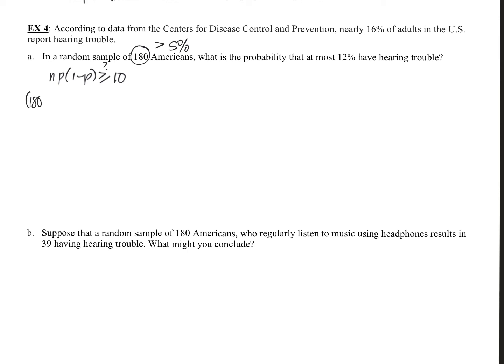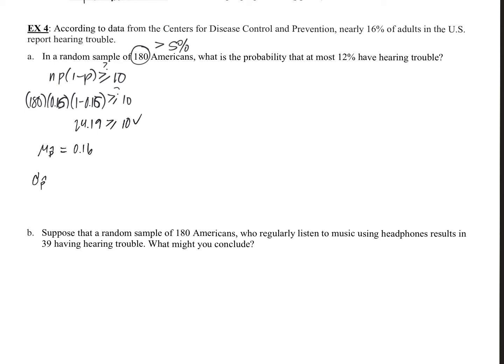So n is 180, p is going to be 0.16, 1 minus 0.16. Is that greater than or equal to 10? Plugging that into our calculator, what do we get? We get 24.192, which I'll go ahead and round to 24.19, which is indeed greater than or equal to 10. Awesome. So because we can assume that it is approximately normal, we can use our mu equal to the percent, which is going to be 0.16.